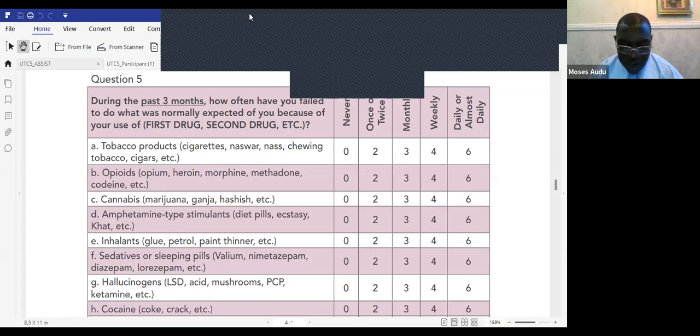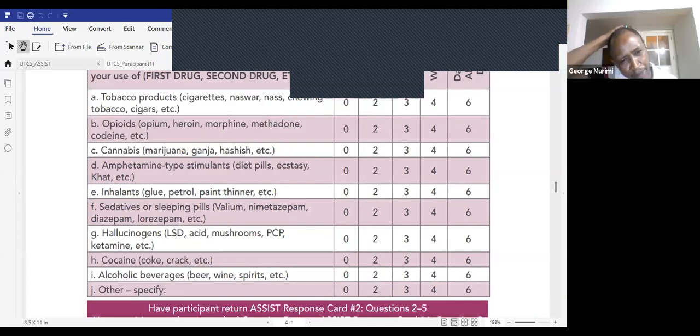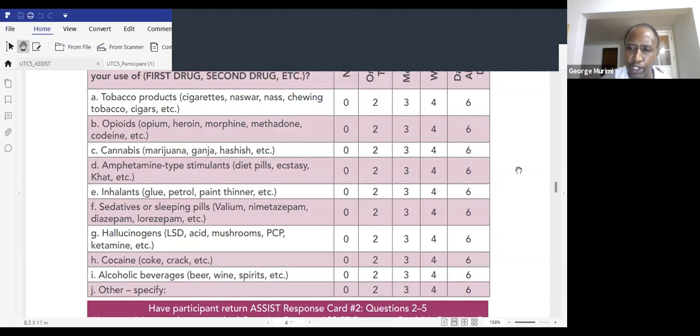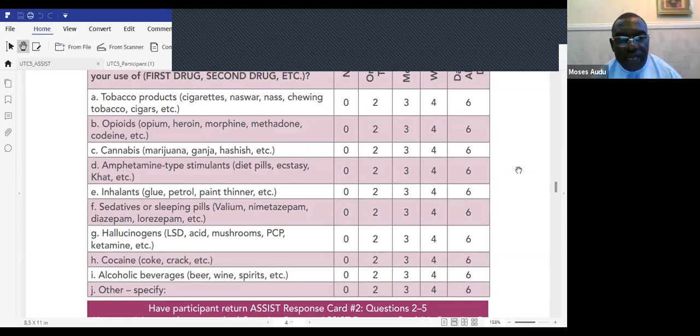What about with regard to the use of sedatives or sleeping pills? Have you failed to do what's expected of you because of your use of sedatives or sleeping pills in the past 3 months? Yes, when I once mixed it up with alcohol, I think I overslept. So I'm not sure that I want to put it with alcohol, but when I once mixed it with alcohol and I did sleep too much, I didn't report to duty. So I've had an issue once. Only once in the past 3 months? Only once in the past 3 months. Only once, okay.